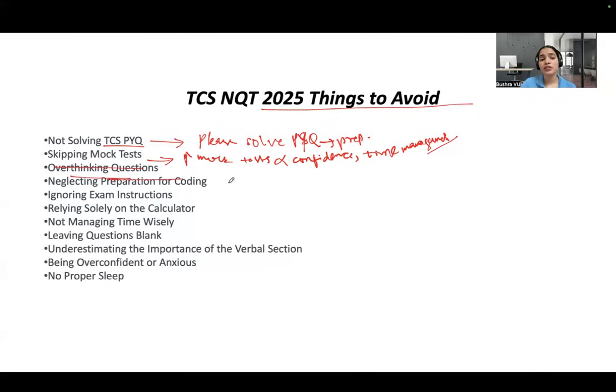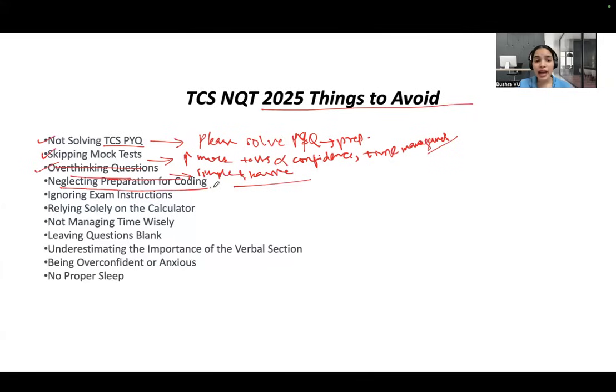Don't overthink the questions. A lot of times what happens is, see, you should not spend more than 2 to 3 minutes. When you start overthinking, a lot of questions are very basic. You have to think basic. But when you start spending too much time thinking about different approaches, you are spending more time on that. And this is something that you should never do. Do not overthink. Simple and basic thought process. Keep it to that, okay? Neglecting preparation for coding.